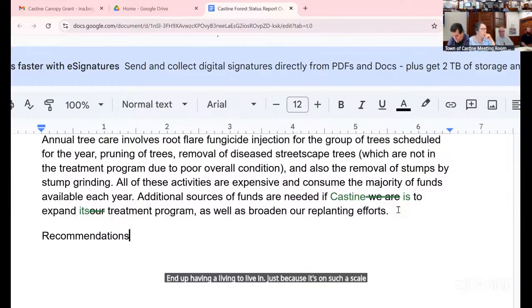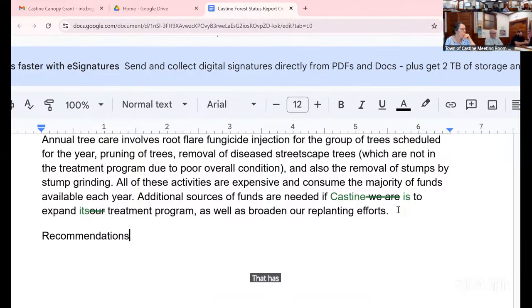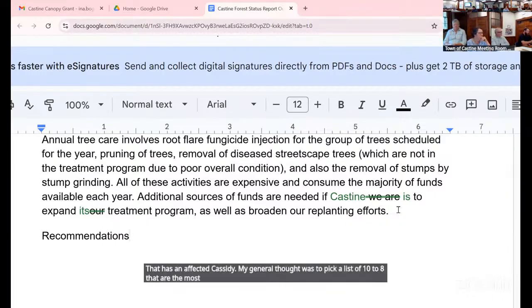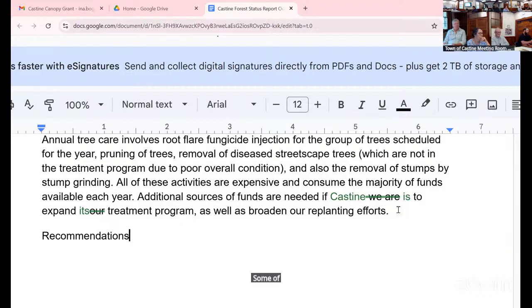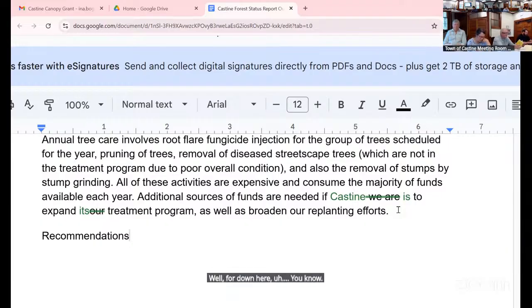Maintain it. Yeah. So I want to ask a question, because in the overview report we can't list and describe every single one that has an effect in Castine. My general thought was to pick a list of 8 to 10 that are the most common and easy to identify, some of what I call forest killers, to outline in the report as an educational piece. If you had to make some suggestions for that list, what would you have? Well, for down here, bittersweet would be one.